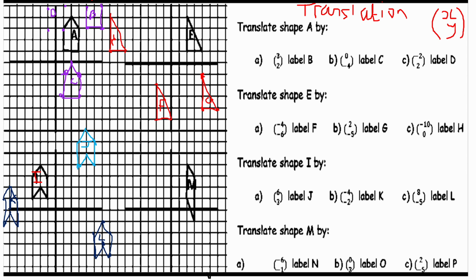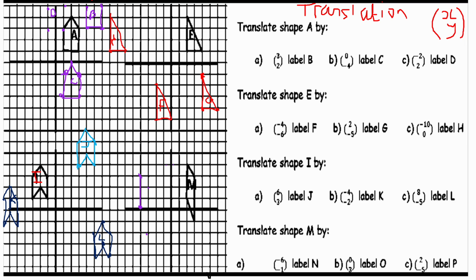Okay, so next section now. So looking at translating shape M by these last three. Okay, so minus 6, minus 1 is 6 to the left and then 1 down. So 1, 2, 3, 4, 5, 6, and then 1 down. So that's going to be there. Okay, 1, 2, 3, 4, 5, 6, and then 1 down. Again, 1, 2, 3, 4, 5, 6, and then 1 down. Okay, and then this one's going to be here. Okay, so I can just join it up now.